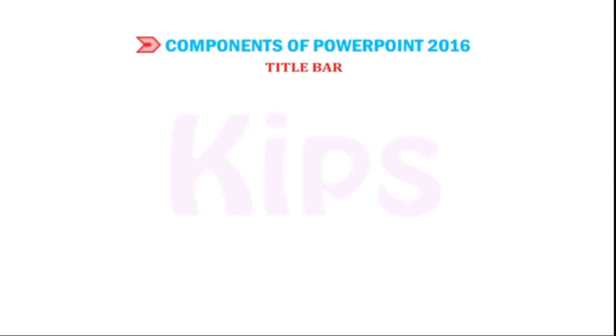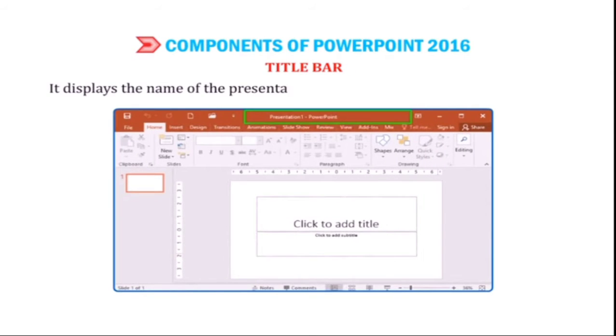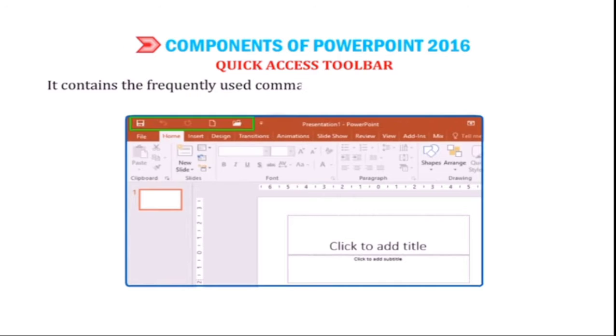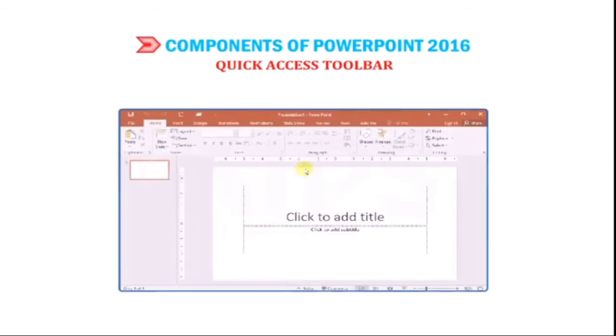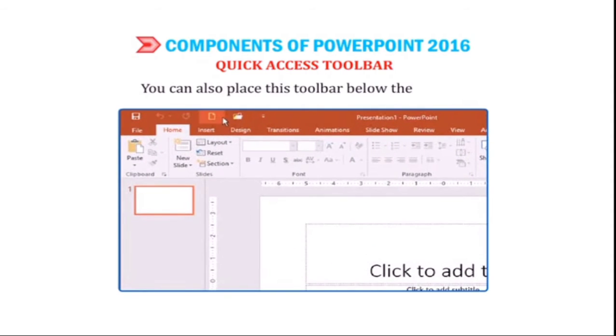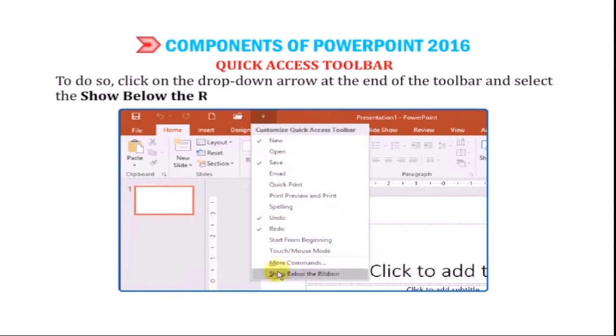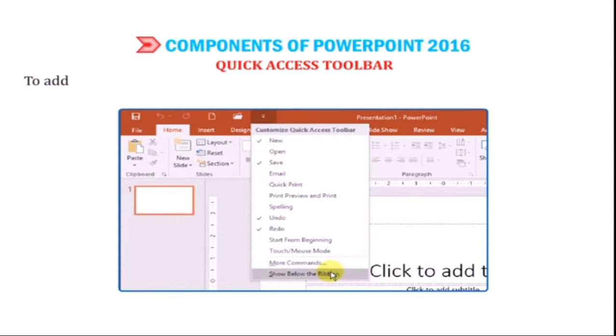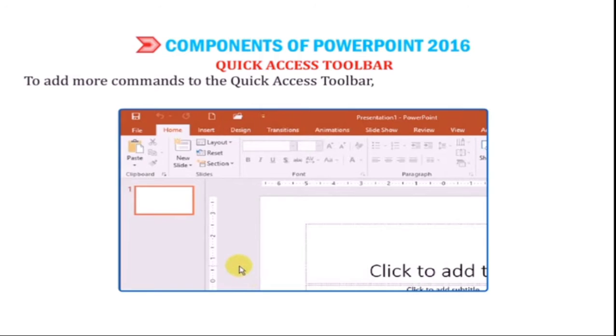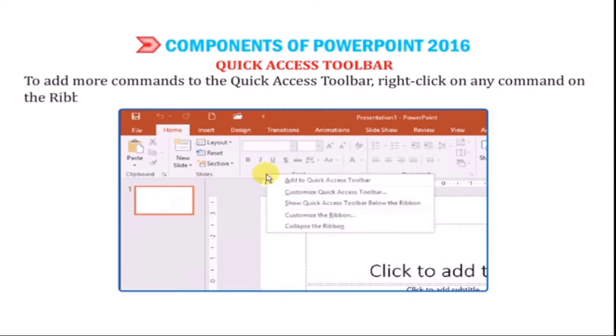Title bar. It displays the name of the presentation on which you are currently working. Quick Access Toolbar. It contains the frequently used commands and is placed at the extreme left of the title bar. You can also place this toolbar below the ribbon. To do so, click on the drop-down arrow at the end of the toolbar and select the Show Below the Ribbon option. To add more commands to the Quick Access Toolbar, right-click on any command on the ribbon and click on Add to Quick Access Toolbar.